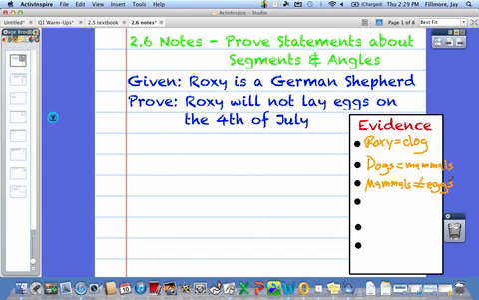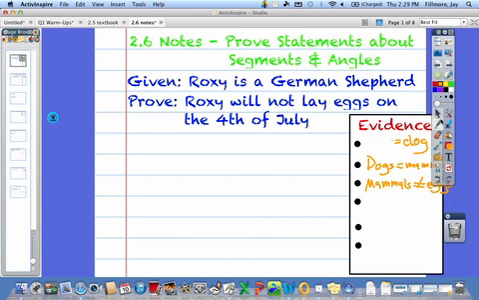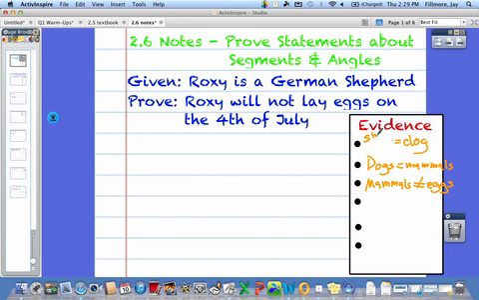It almost looks like the law of syllogism. If Roxy is a shepherd, then Roxy is a dog. And I probably should have written that shepherds are dogs. And Roxy's a shepherd, and shepherds are dogs, Roxy's a dog. If Roxy's a dog and dogs are mammals, Roxy's a mammal. If mammals don't lay eggs, then Roxy doesn't lay eggs.